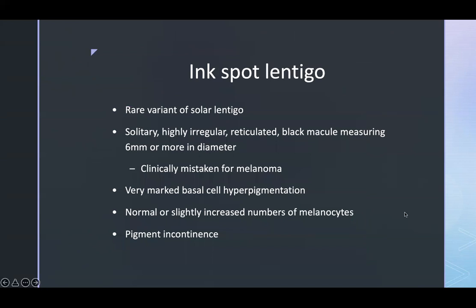Ink spot lentigos are rare variants of solar lentigos. They're typically solitary, highly irregular reticulated black macules. And they usually measure about 6 millimeters or more in diameter. They're clinically mistaken for melanoma. They often have a very marked basal cell hyperpigmentation with normal to slightly increased numbers of melanocytes and pigment incontinence.